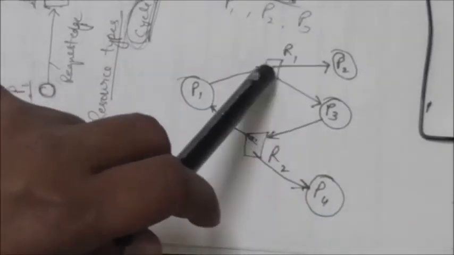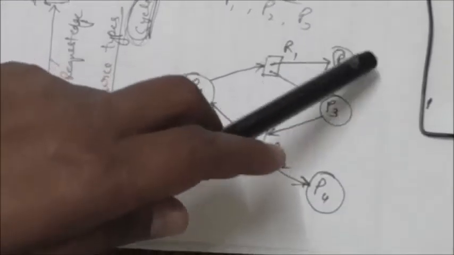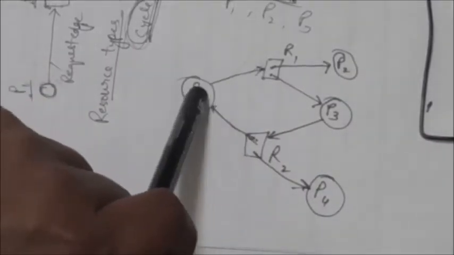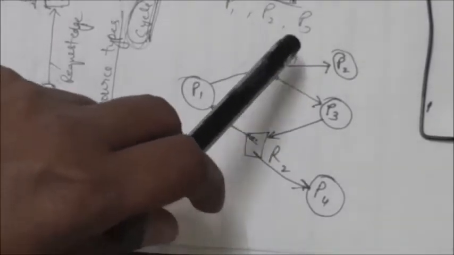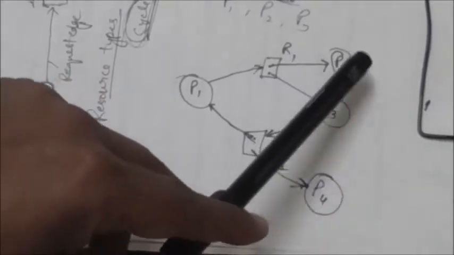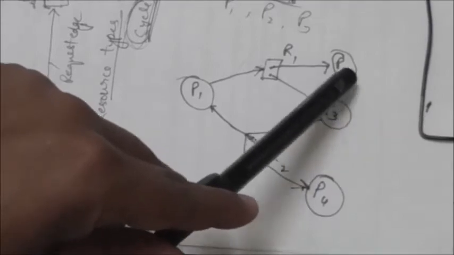Similarly see here, one instance of resource type R1 is allocated to process P2, which is not waiting for anything. And here process P1 is requesting an instance of resource type R1, so process P1 is waiting, like process P3. But process P2 is not waiting for anything. So after completing its task, it will release the instance of resource type R1, and then that instance of resource type R1 can be assigned to process P1.